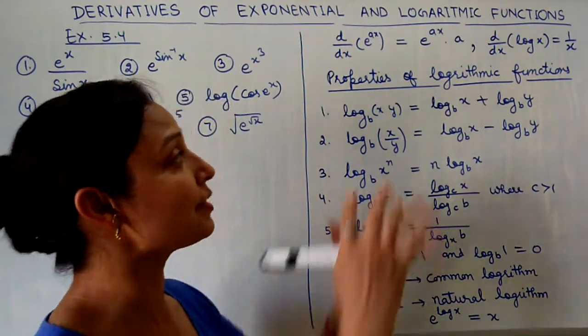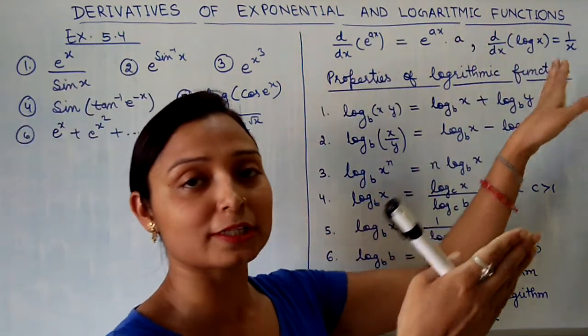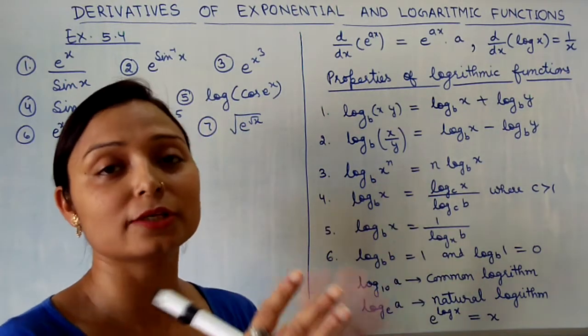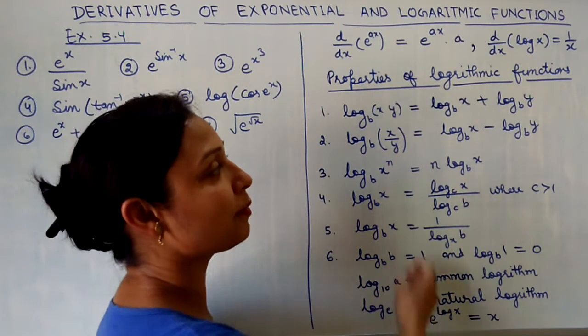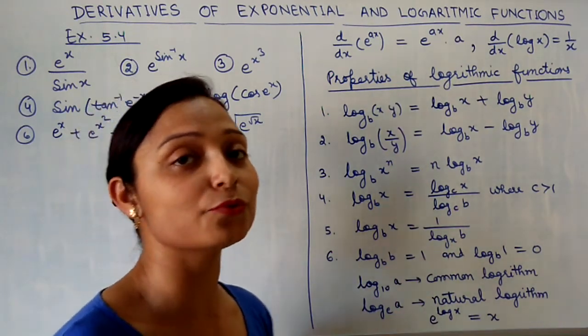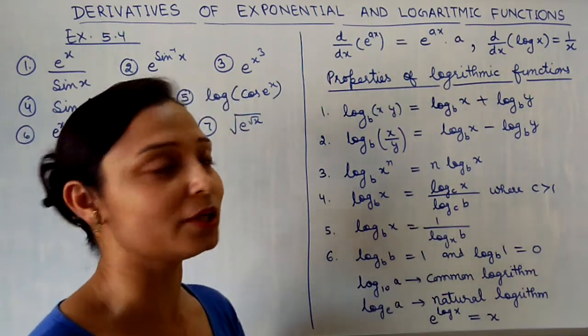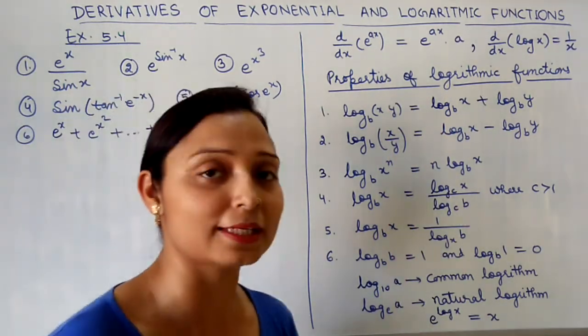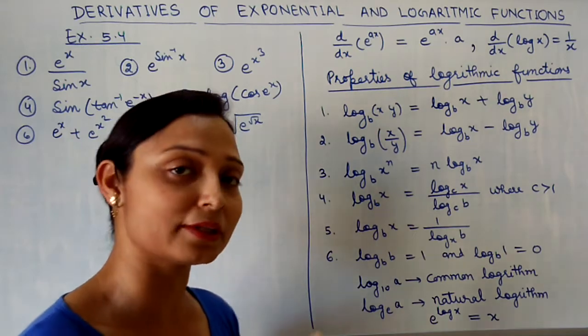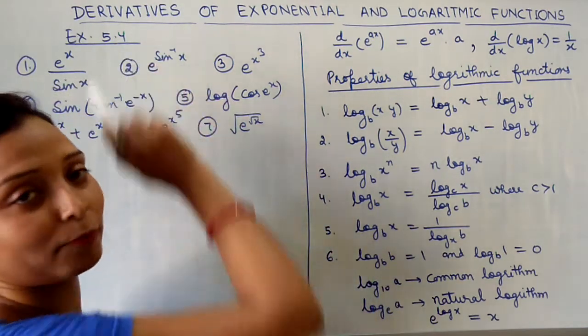Now, what is the relation between exponential and logarithm? These both are inverse of each other. Now start with the properties of the logarithmic function. It is new for all of you. These both functions are new, but the logarithmic function has some properties. I will explain those properties, and after that we will start Exercise 5.4.